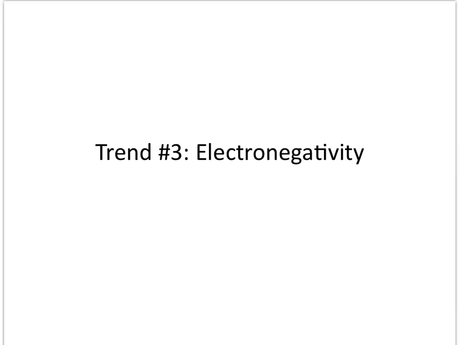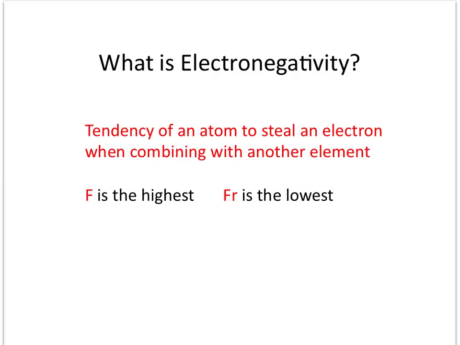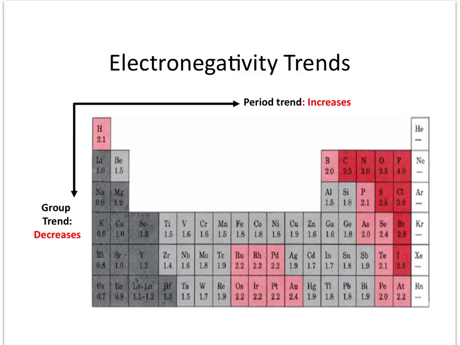All right, let's discuss our third property, electronegativity. Electronegativity is the tendency of an atom to steal or take an electron from a different atom when combining with another element. Fluorine happens to have the highest value, and francium has the lowest value, and this will help you make predictions for period and group trends. As mentioned, fluorine has the highest electronegativity value, and francium, cesium, has the lowest.